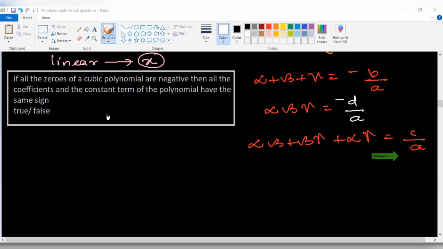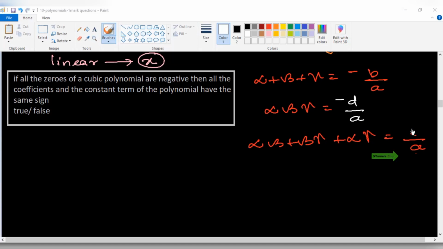This is the next one. If all the zeros of a cubic polynomial are negative, then all coefficients and the constant term of the polynomial have the same sign. We know these are the relations between the three roots of a cubic polynomial: alpha plus beta plus gamma equals minus b by a, alpha beta gamma equals minus d by a, alpha beta plus beta gamma plus alpha gamma equals c by a.